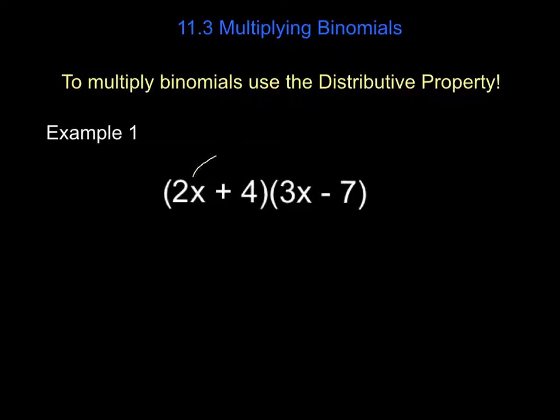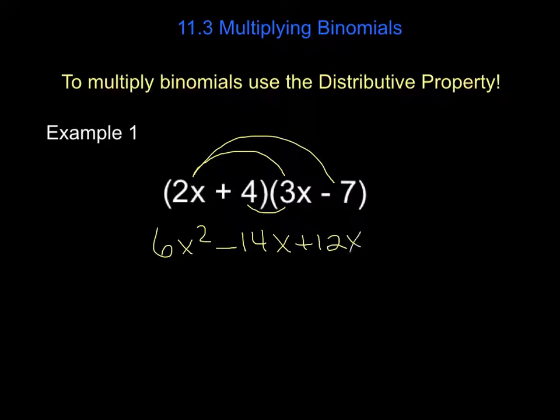So we're going to start out by taking 2x times 3x, which gives me a 6x squared. Then I'll take 2x times minus 7, which is a minus 14x. Next, I'll move to the positive 4. Positive 4 times 3x gives me plus 12x. And positive 4 times negative 7 gives me a minus 28.